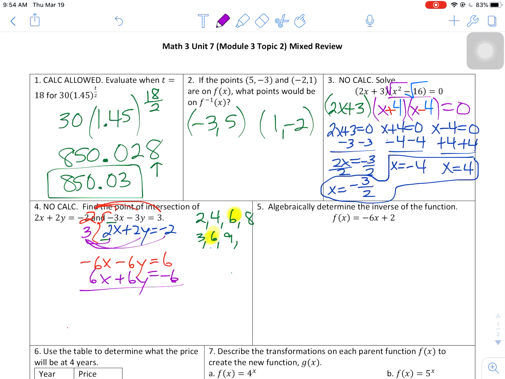At this point, we want to add down the columns. So negative 6x plus 6x cancels out. Negative 6y plus 6y also cancels out. And then 6 plus negative 6 also cancels out. This is kind of a unique situation. Does 0 equal 0? Is that a true statement? Yes. So all this is saying is that our two original equations are actually equations of the exact same line. So there's infinitely many solutions.